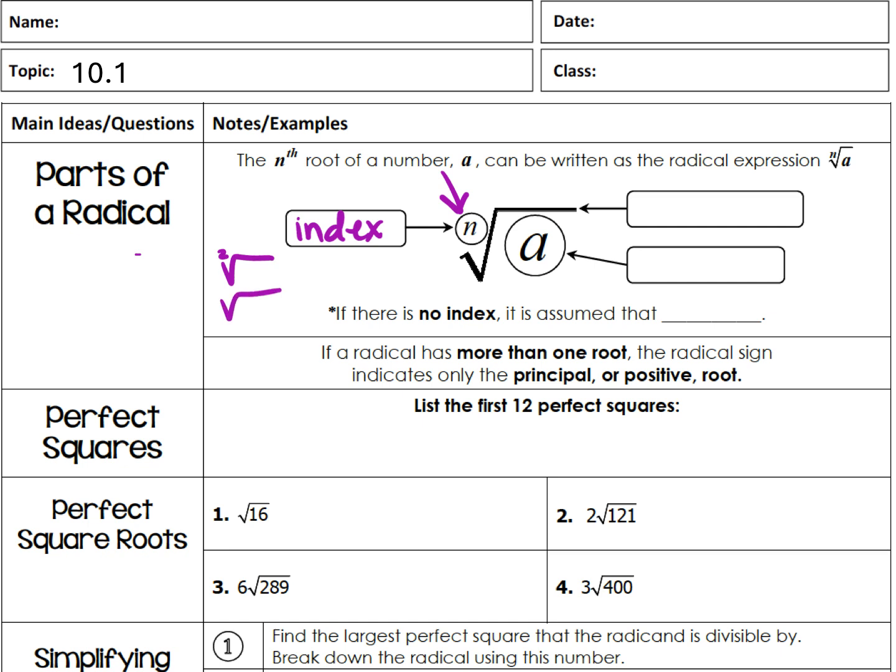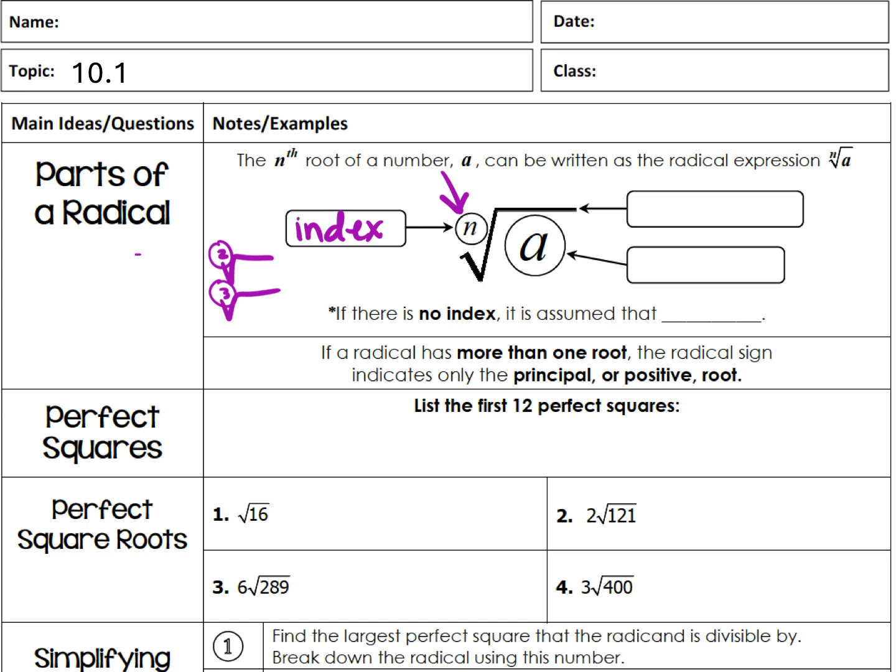But if the index is 3, you're taking a cube root, right? So there's square root, there's cube root, there's 4th root, there's 5th root, 6th root. You just keep going up by number. Basically what that's saying is what number times itself this many times is going to get you to where we're trying to go. A second root would be a square root, a third root would be a cube root, and then beyond that you just say the number.